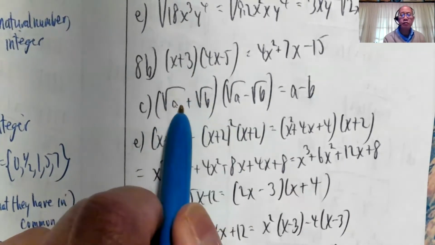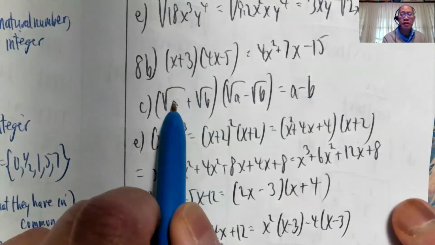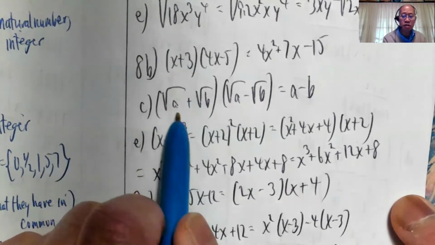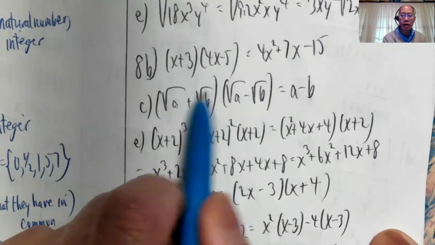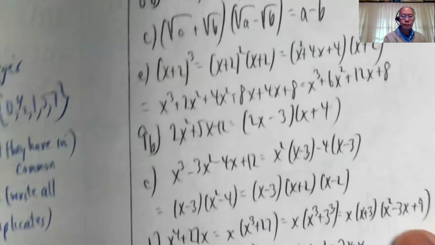Okay, this falls in the category of difference of squares. It's x plus y, x minus y. So I square this, but radical a squared, as you say, minus radical b squared is b.